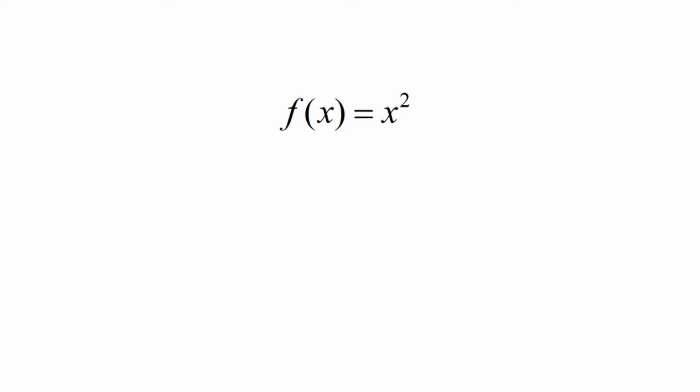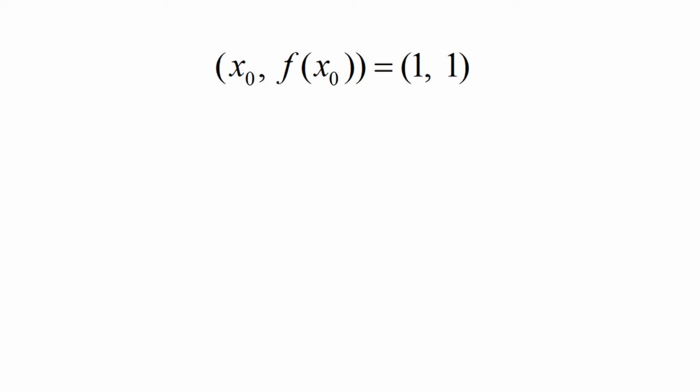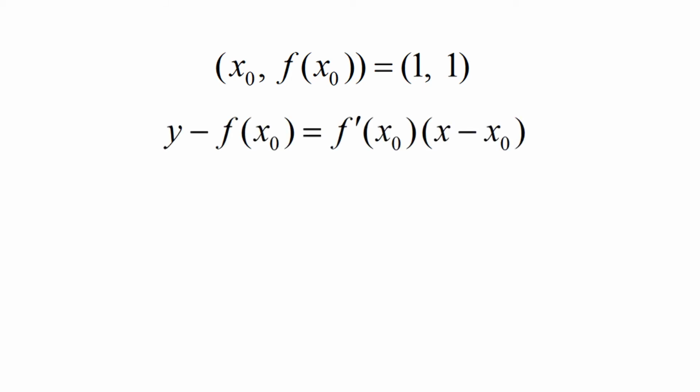Let us begin by noting that the function f of x is equal to x squared, whose graph is a parabola, is differentiable everywhere with its derivative given by f prime of x is equal to 2x. In particular, it is differentiable when x is equal to x naught is equal to 1. Then the tangent to the parabola at the point (x naught, f of x naught), which is equal to (1, 1), is obtained by the formula y minus f of x naught is equal to f prime of x naught times x minus x naught.